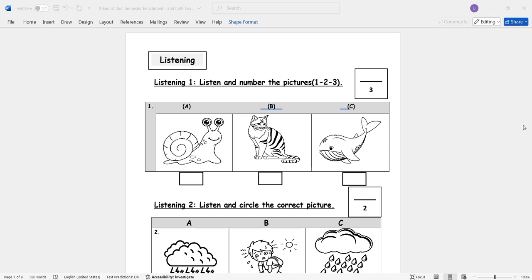Today we will talk about enrichment practice for English exam grade 2 for the second term 2024-2025.